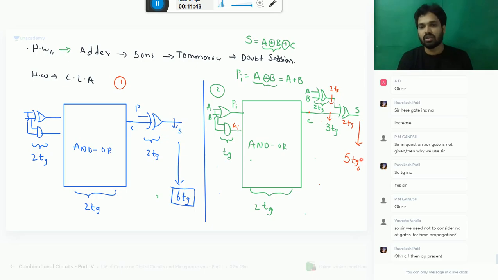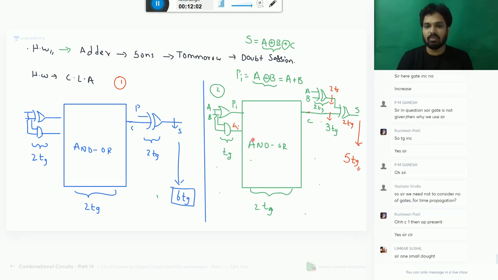Okay. Out of the 2, you should wait for whichever will take more time. For that one, you should wait. Then plus another delay. It doesn't matter the number of gates. Even if you say n number of gates are there inside, it doesn't matter.